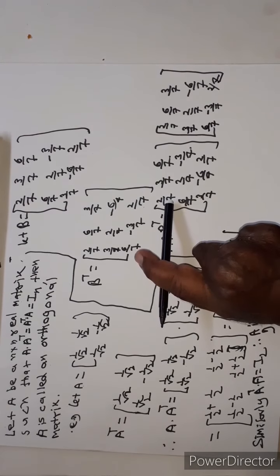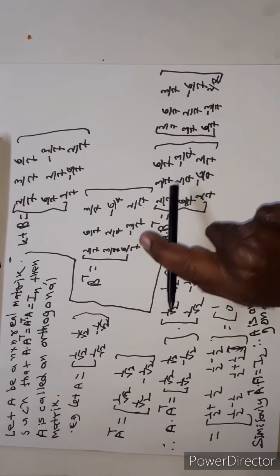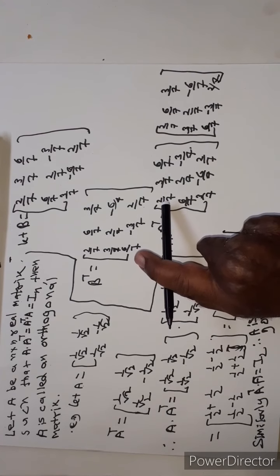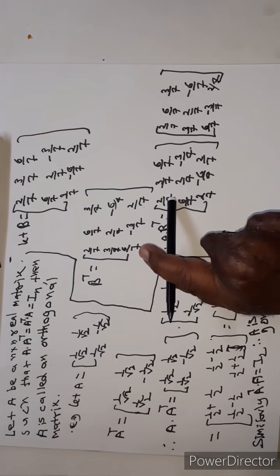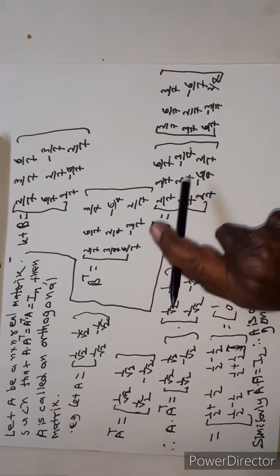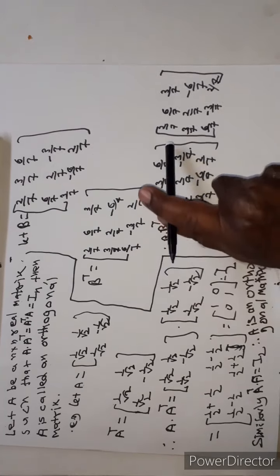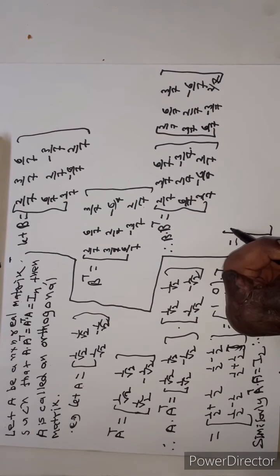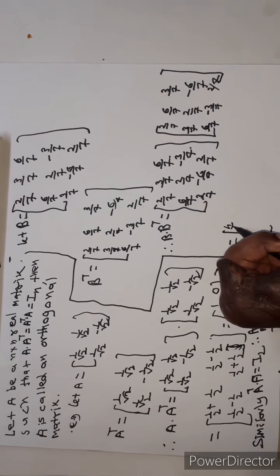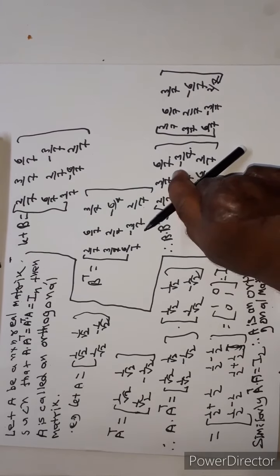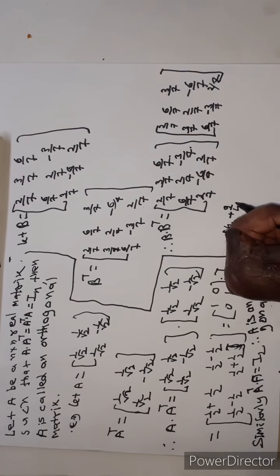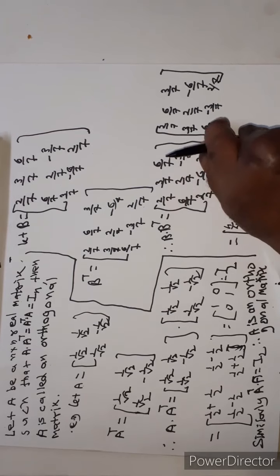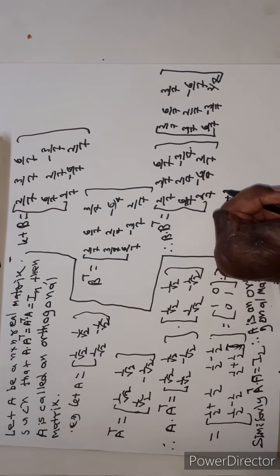Here we multiply the first row by the first column. Therefore we multiply the corresponding elements of the first row with the corresponding elements of the first column. That is 2 by 7 is multiplied by 2 by 7 and we get 4 by 49. Here 3 by 7 into 3 by 7 is equal to 9 upon 49 and then 6 upon 7 into 6 upon 7 is 36 upon 49.